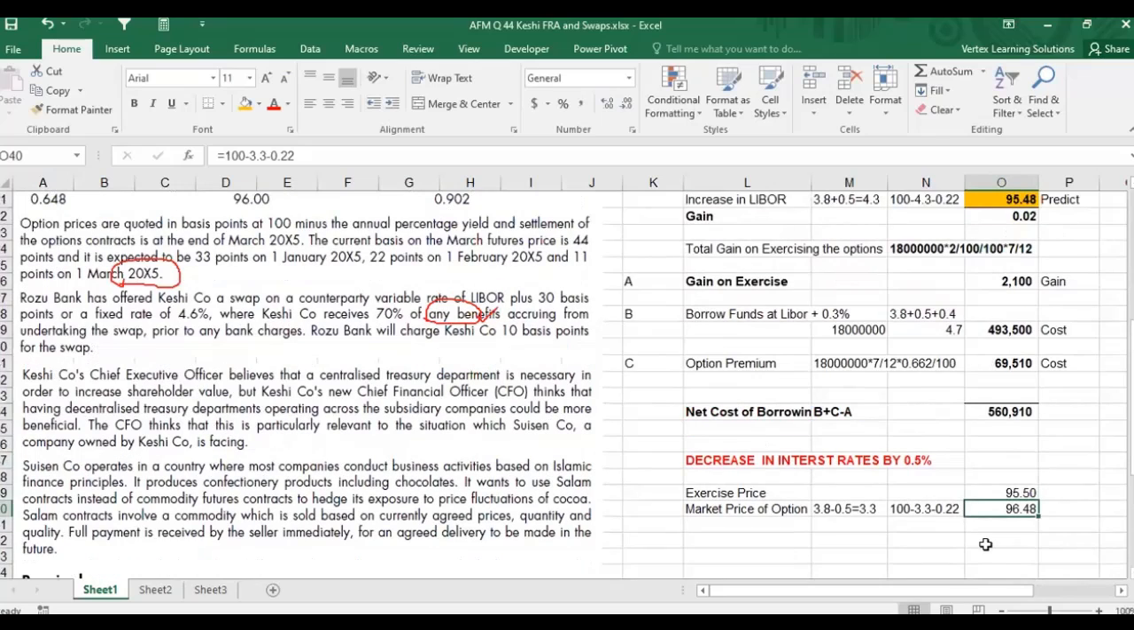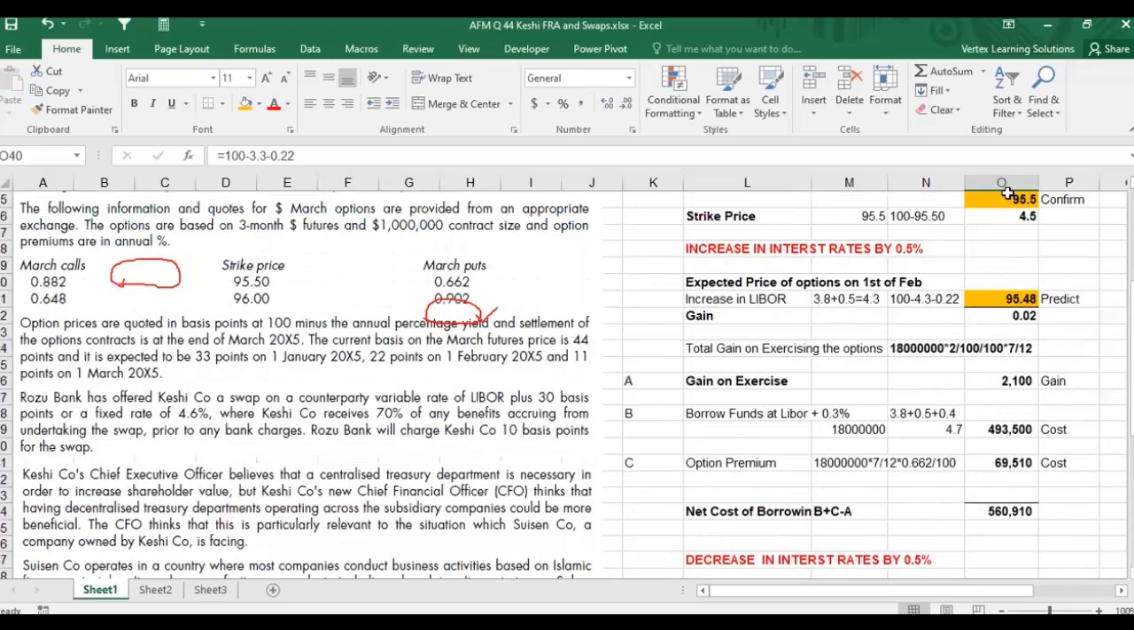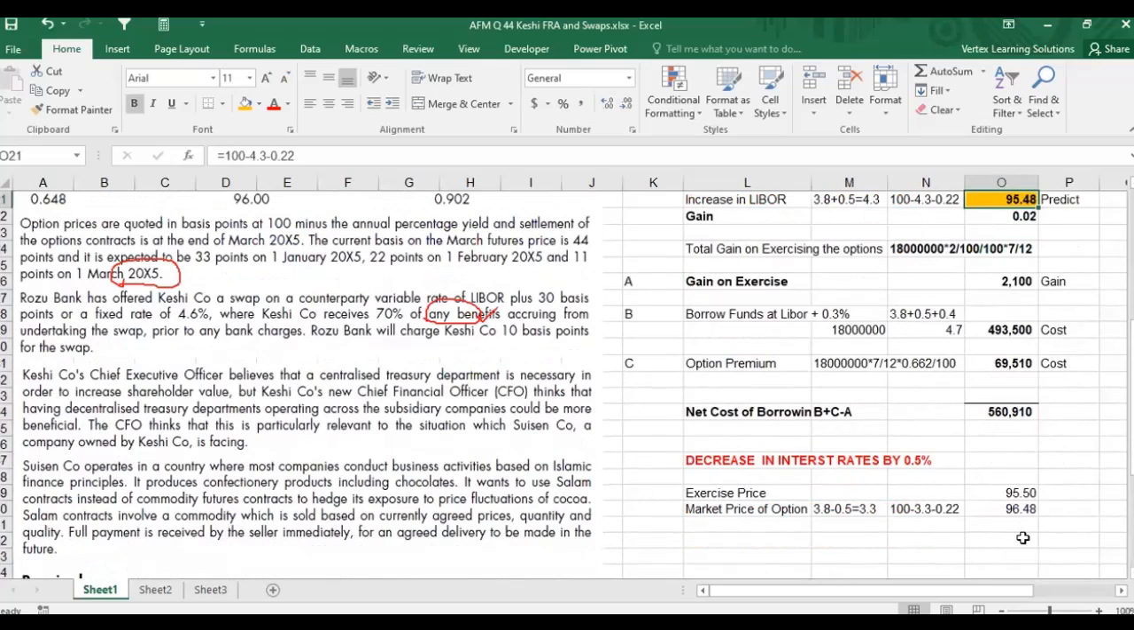So what should I do? Do you think that somebody will buy that thing from me? Should I exercise this now? Before it was higher, so I exercised. Now, if I make this minus this, I'm not making a gain, I'm actually making a loss. So I call it loss on exercise.